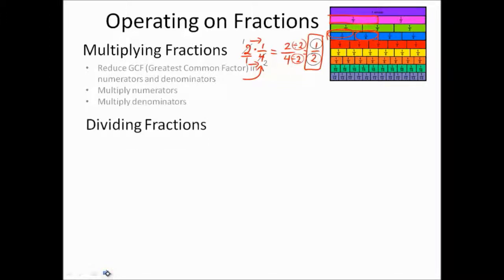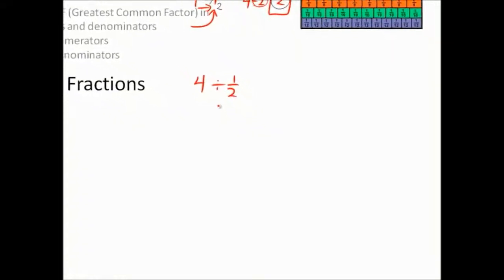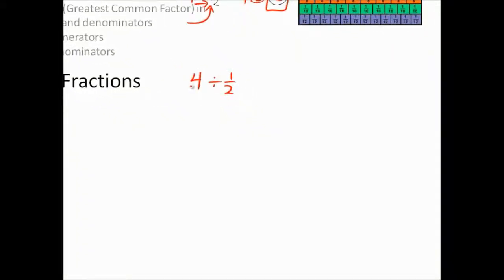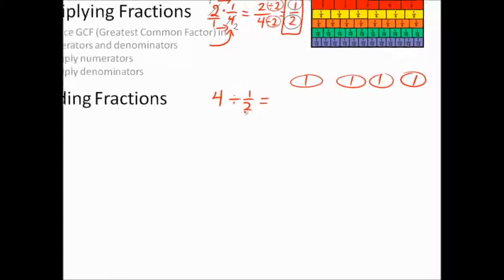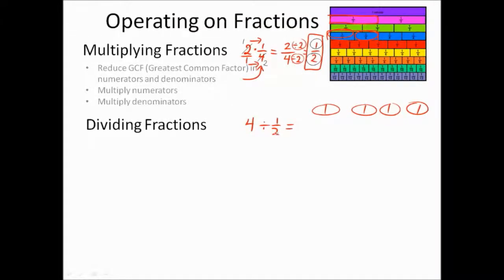Let's look at dividing fractions. So an example here would be, say you had 4 divided by a half. So that's saying how many halves fit into 4. By common sense, if you had 4 things, each one would have half going into it, meaning each group has 2 in it. Therefore, you're actually taking 4 over 1, multiplying by 2 over 1.